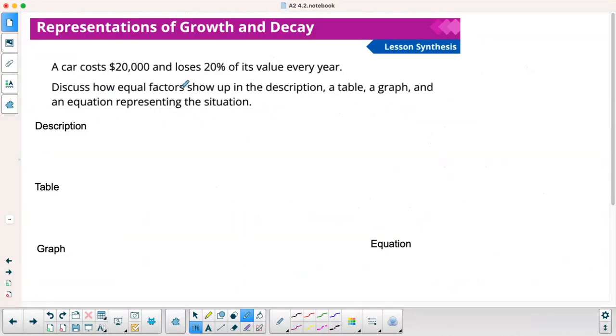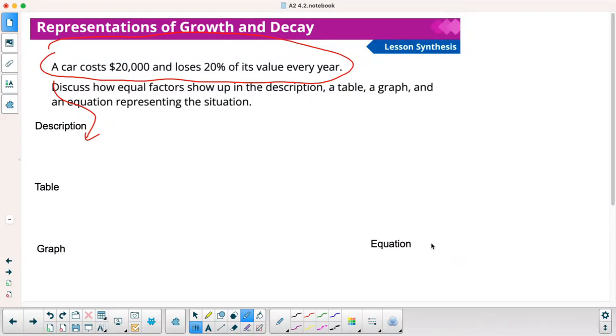All right. So a car costs $20,000 and loses 20% of its value every year. Discuss how equal factors show up in the description, a table, a graph, an equation representing the situation. Okay, so description. I guess here's my description right here. I'm not going to do too much with that one. So I might jump to my equation next.